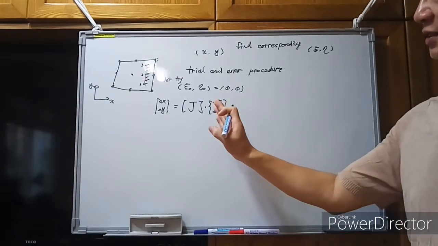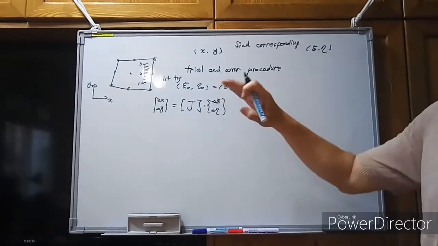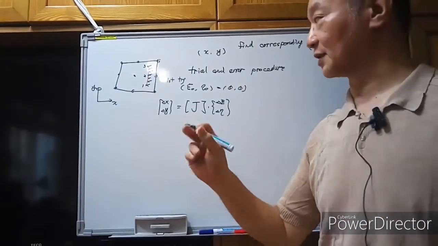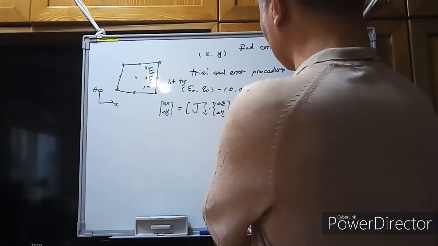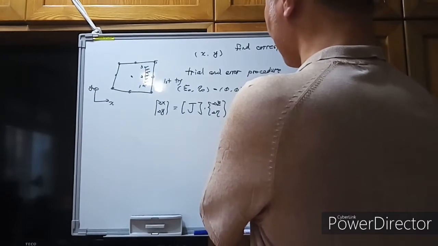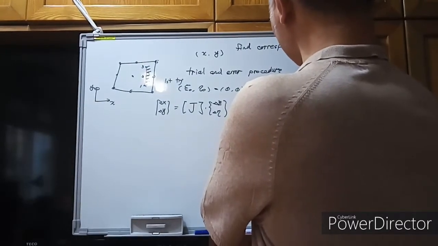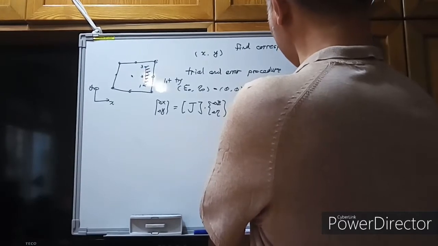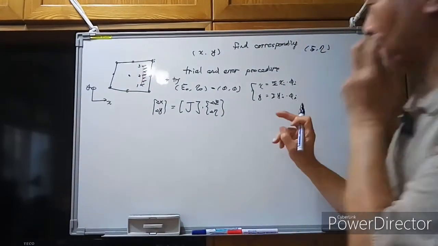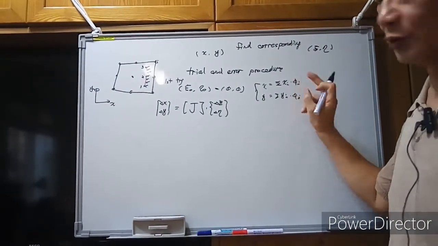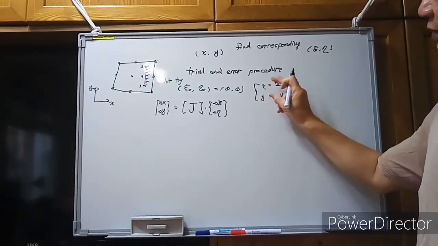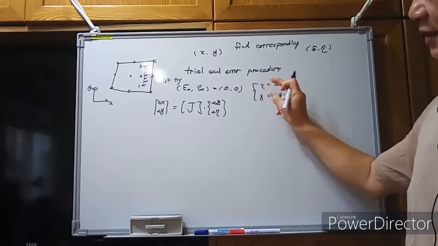But we don't know the c and eta. That's the trial value. You cannot expect to get it in the first try. But if we know the c and eta, then we can calculate the corresponding x and y. If we know the c and eta, we also know all the nodal coordinates of this element. So if you know the c and eta, you can always calculate the corresponding x and y.